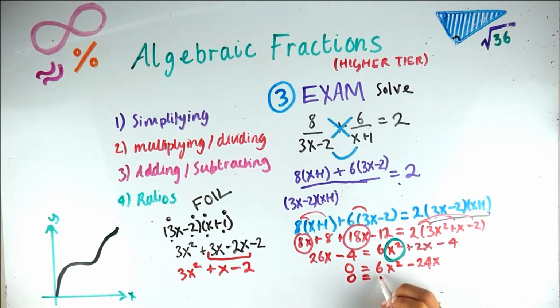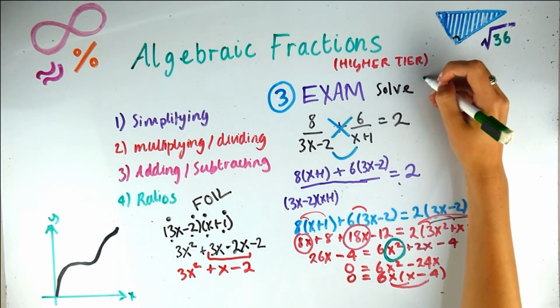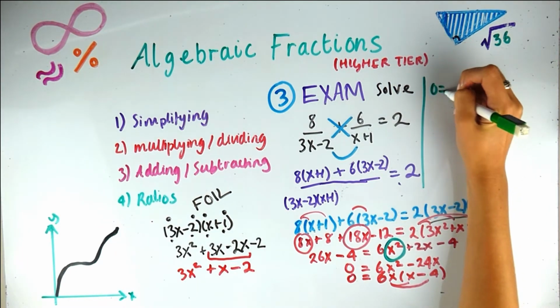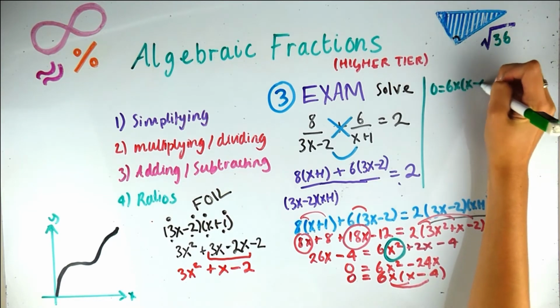So what can I pull out? I can pull out a 6 and an x, and we're going to have x here minus 4 here. Because if I expand this out, 6x times x is 6x squared, and 6x times minus 4 is minus 24x. I'm going to write this now up here. So 0 equals 6x, x minus 4.